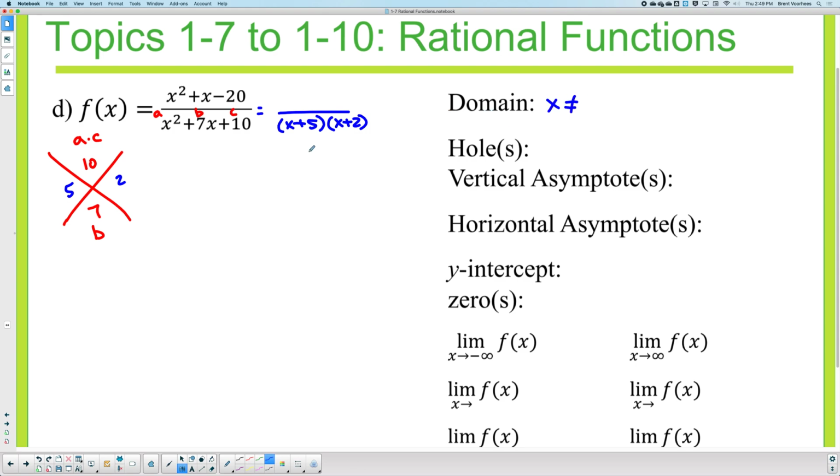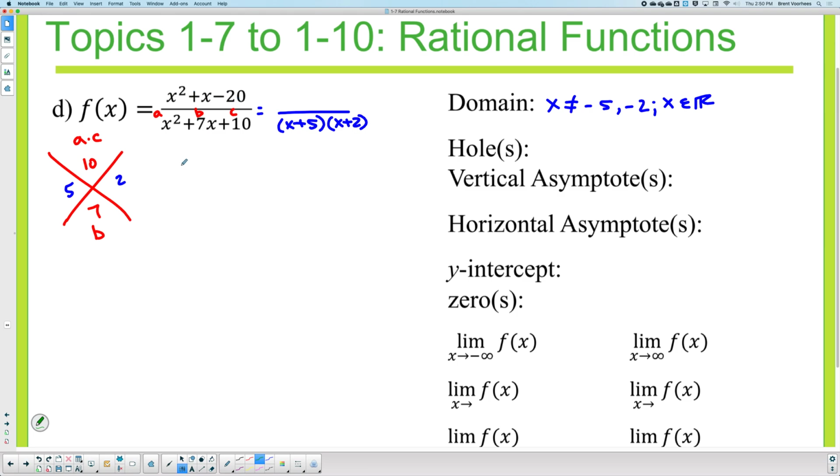You're not allowed to divide by 0, so if x is -5, I have a problem. If x is -2, I have a problem. But x could be all other real values. Now to figure out if they're holes or vertical asymptotes, I would now need to factor the numerator.